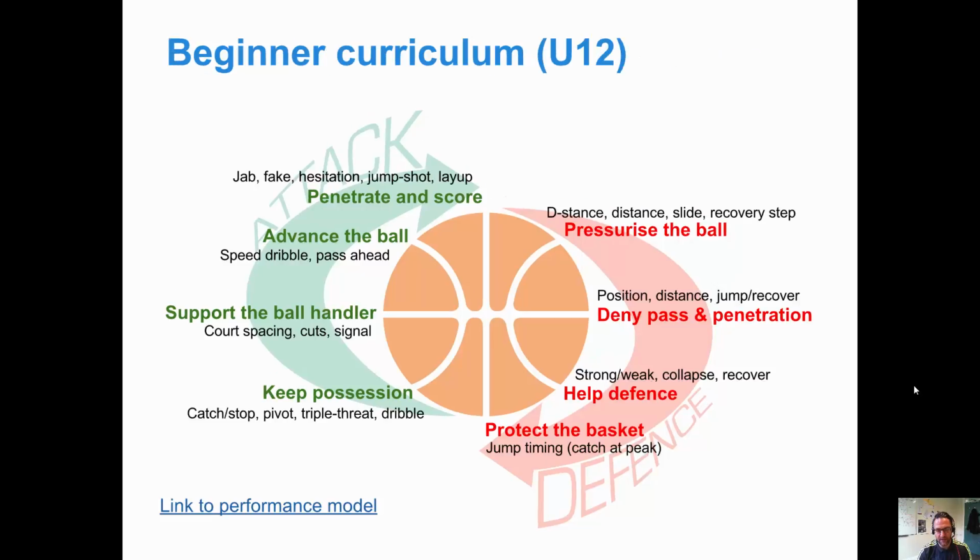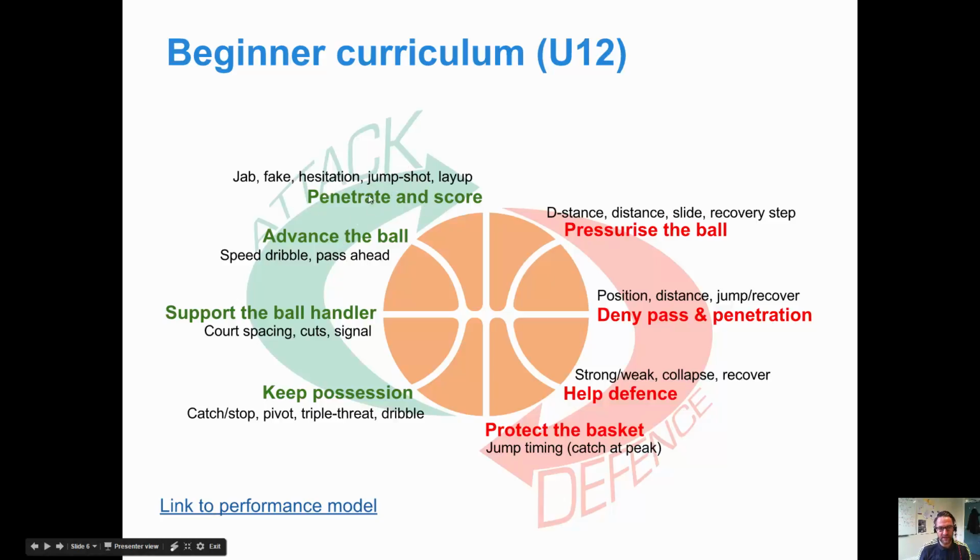Now we can overlay on top of that, and again, if we just take a kind of horizontal slice for beginners, some techniques that they would need in order to solve those problems. So again, if we look at the keep possession bit here, what I'm saying is at under 12s or beginners level, we want people to be able to catch and stop, pivot, triple threat, and dribble just to be able to keep possession of the ball. And then obviously there's a whole series of additional techniques that we'd need to move the ball up court and ultimately to penetrate and score.